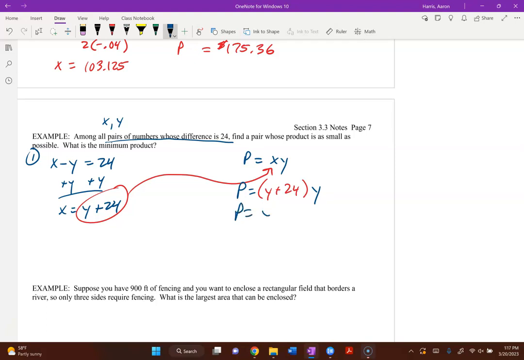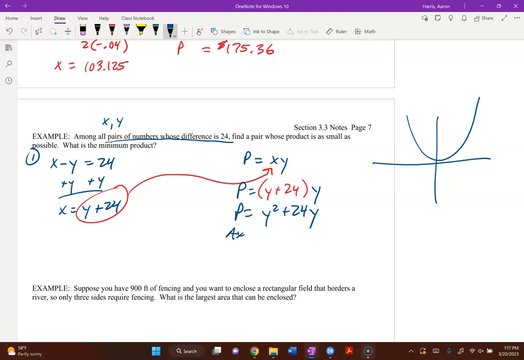Let me multiply it through. So I have y squared plus 24y, and that's what I'm trying to minimize, right? It's a positive 1y squared, so it's going to look something like this type of deal. And I'm trying to find the minimum, right? We could have also done it in terms of x's, but we'll just leave it in terms of y's here.